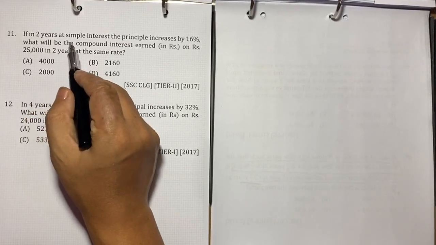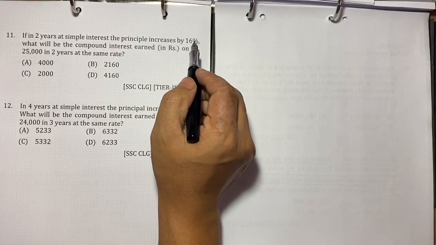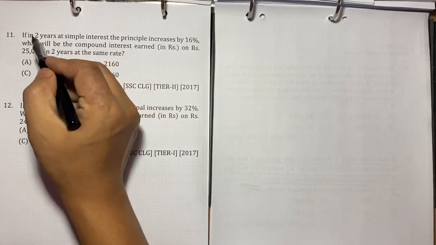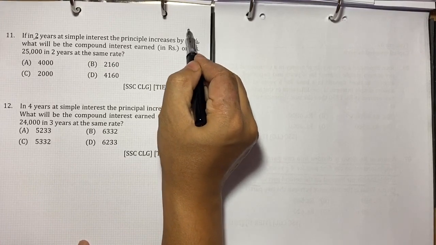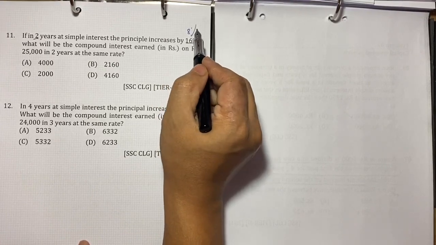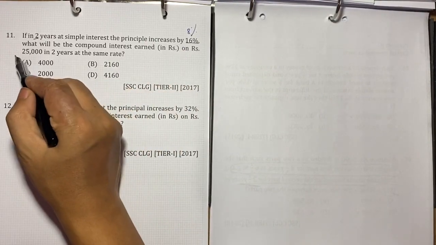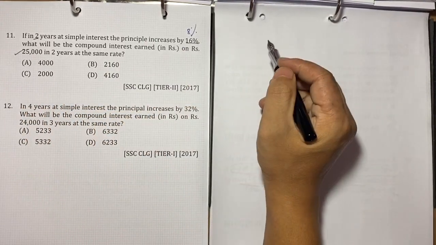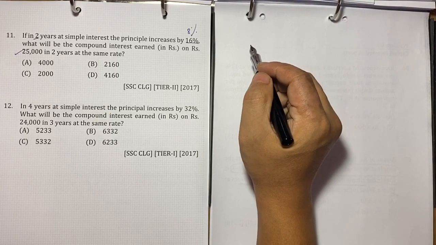If in 2 years at simple interest the principal increased by 16%, then the rate in 1 year is 8%. 8% per year, so that is the rate of interest. What will be the compound interest earned on this for 2 years at the same rate?